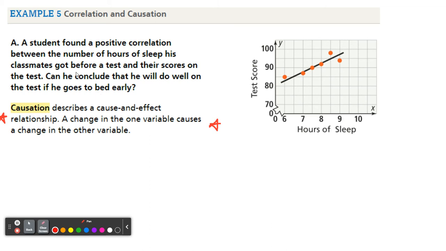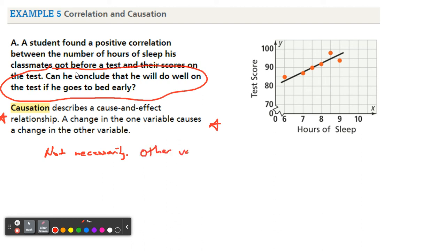But the idea is that even though two things are related, right? A correlation is like a relationship. Even though hours of sleep and test score are related, is there a cause and effect? Does your sleep cause a good or bad test score? And typically, the answer to these questions is not necessarily, right? They're gray area. They're not black and white. Not necessarily. And the problem is there are other variables in play.